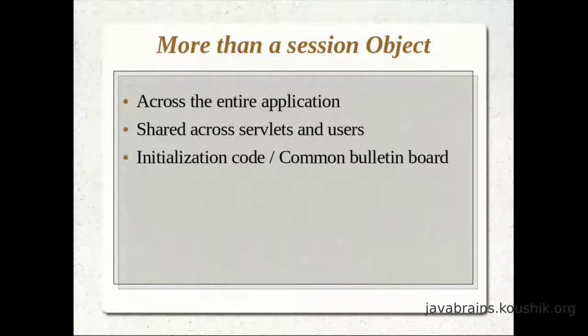Another common example is a common bulletin board, where the use case differs depending on the business. But if you want to have a common place where data can be accessed by all users, then you would want to use something else, and that is the context object.